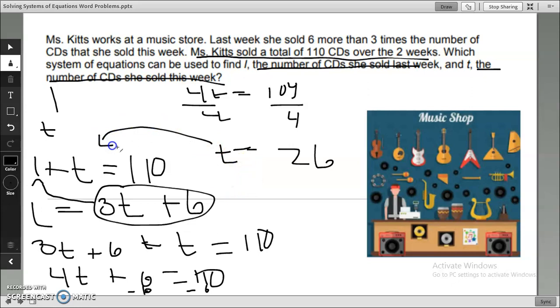Let's use the first. Let's use this one. So we'll plug in L plus 26 equals 110. Subtract 26 from both sides. So last week she sold 84. So this week she sold 26. Last week she sold 84.